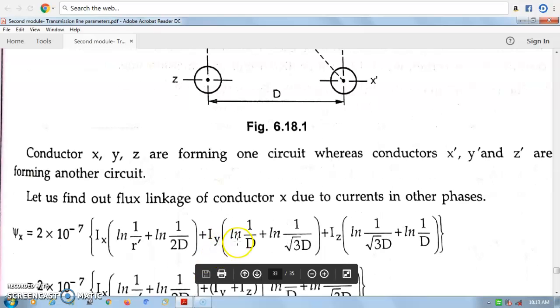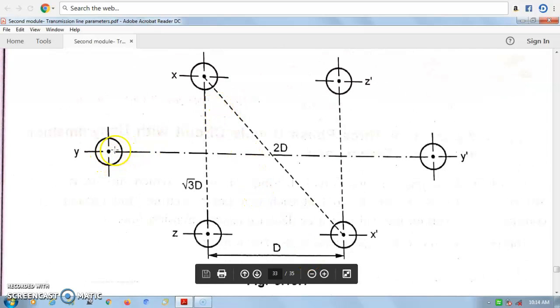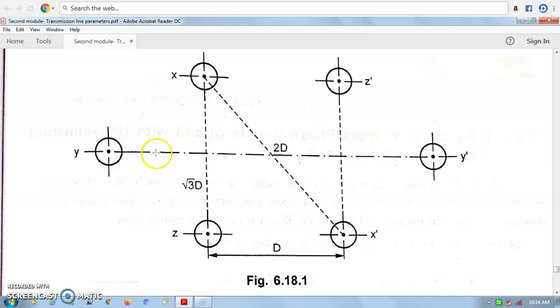Then due to the Y conductor, take Iy current common. This Iy current makes a flux on the X conductor, therefore due to the Y conductor 1 divided by d, and due to the Y dash 1 divided by root 3d. At the X conductor, due to the Y conductor the distance between them is d, and for Y dash, the distance between them is root 3d. How is it root 3d? Here this is 2d and this distance is d.